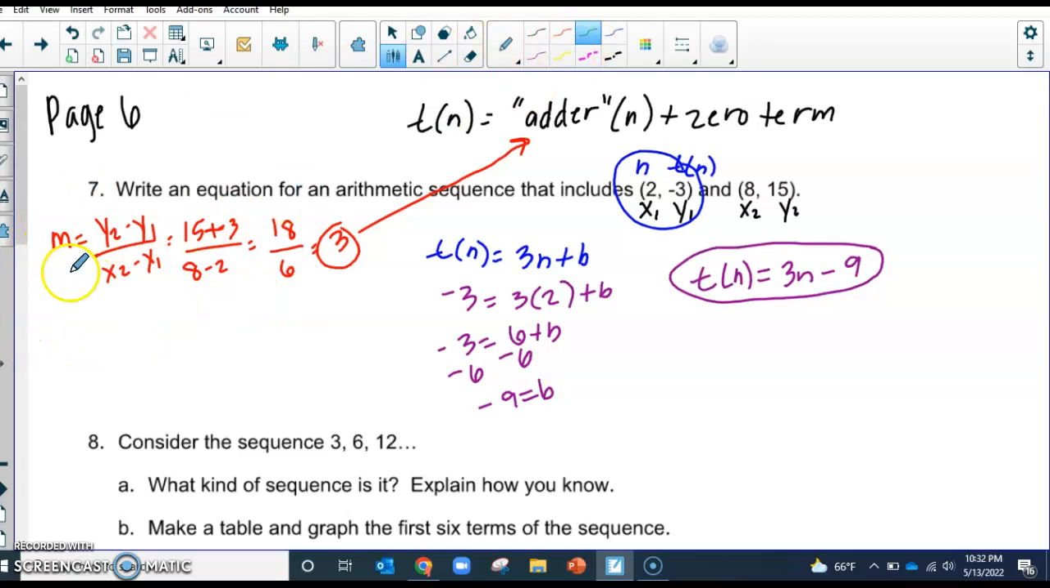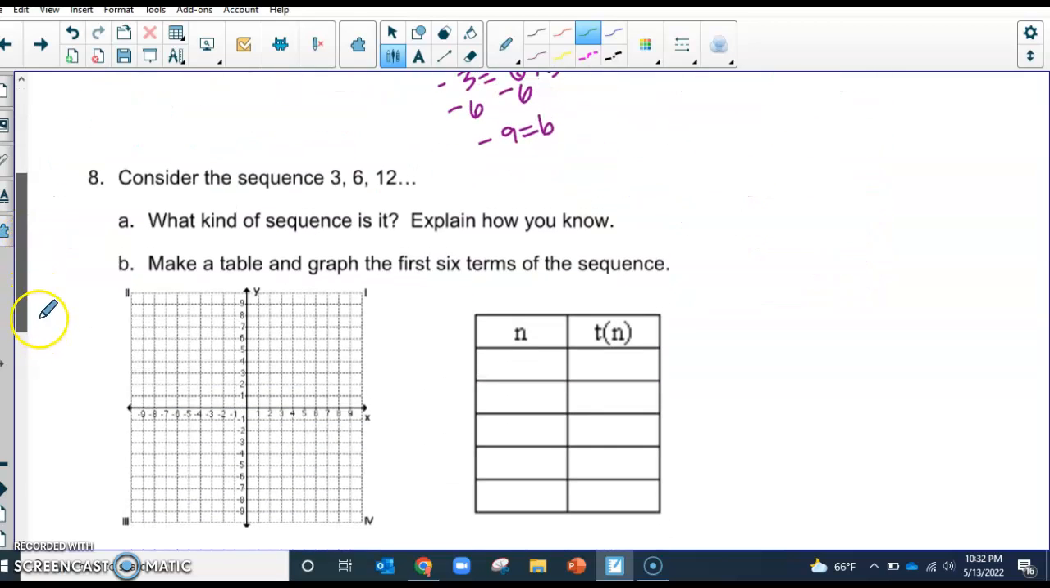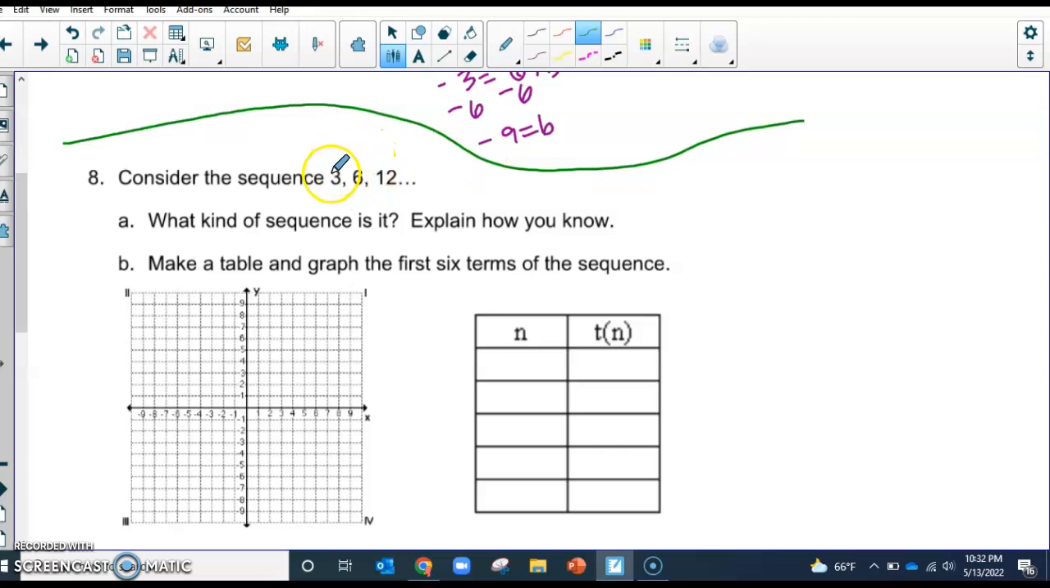All right, moving on to the next. Now we are looking at another sequence here. Okay, how do I get from 3 to 6 and 6 to 12? 3 to 6, I'm timesing by 2. 6 to 12, I'm timesing by 2. This is a geometric sequence, and we are multiplying by 2.